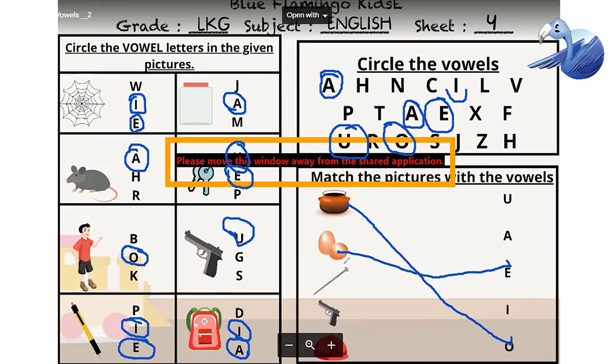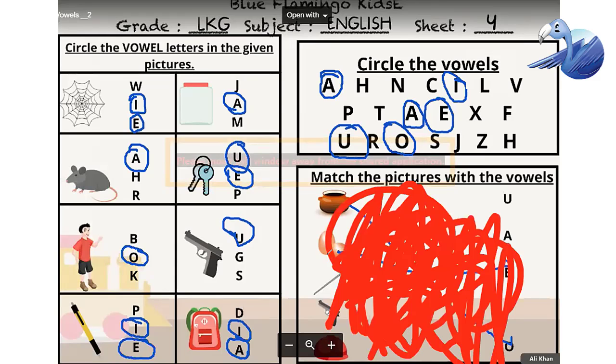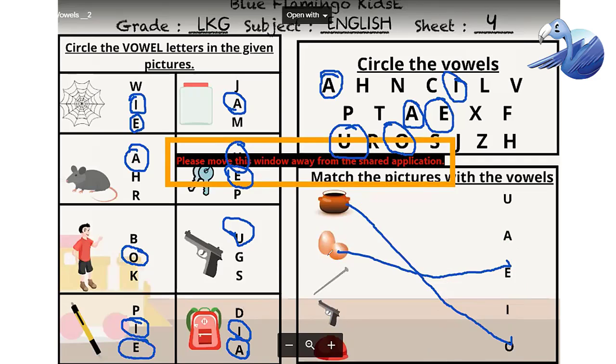Now, this is pin, students. So first, we have to write the spelling of pin. So let's write pin, P-I-N. Pin. Okay. So now in this pin, students, which is the vowel letter? I. I is a vowel letter, no? So we have to match with I.